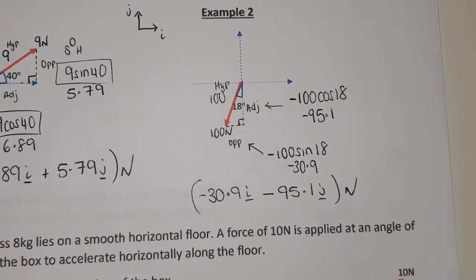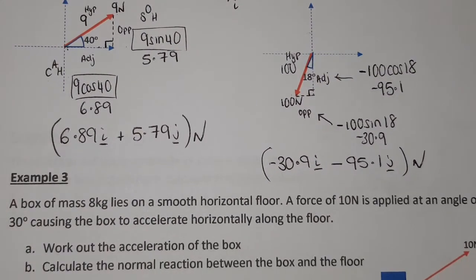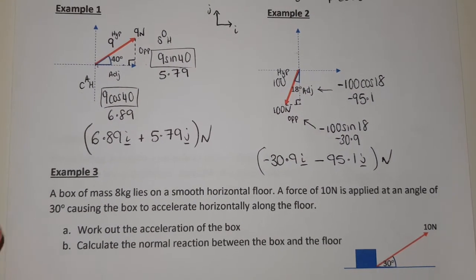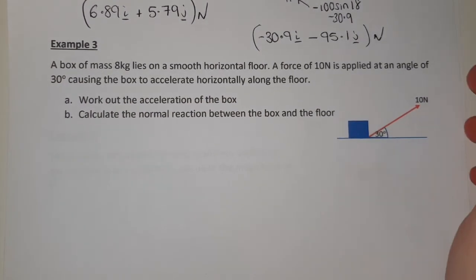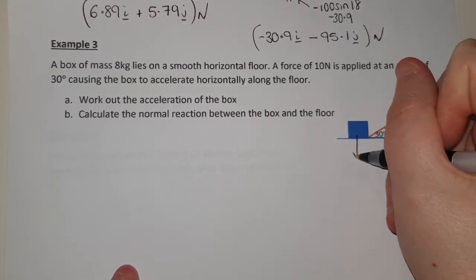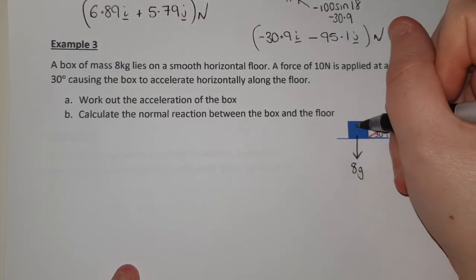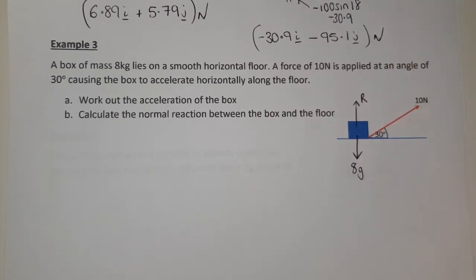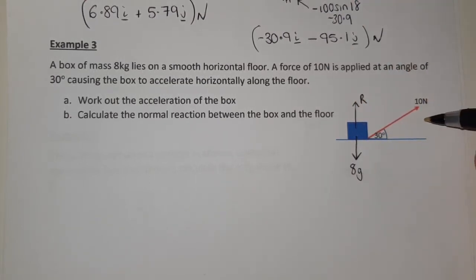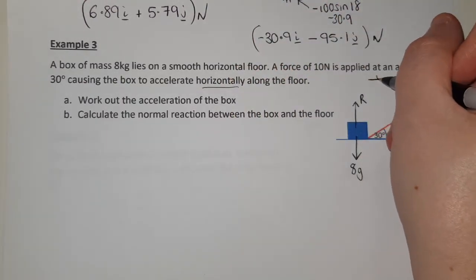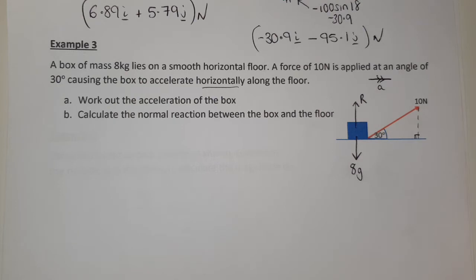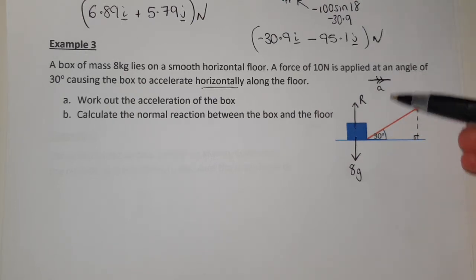If I look at the next one then, I might have to zoom out a little bit. There we go. So if I look at example 3, this time we've got a box of mass 8 kilograms. So remember, that means the force acting downwards is 8g, and you've got a normal reaction force acting upwards. A force of 10 newtons is being applied at an angle of 30 degrees to the horizontal, causing the box to accelerate horizontally across the floor. So acceleration is in that direction. It means there's no acceleration vertically at all.